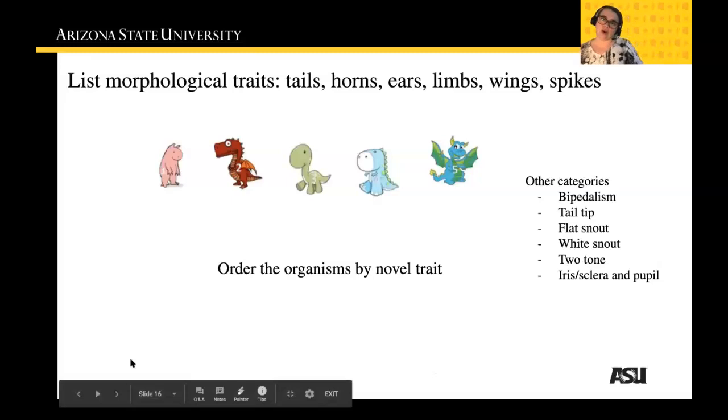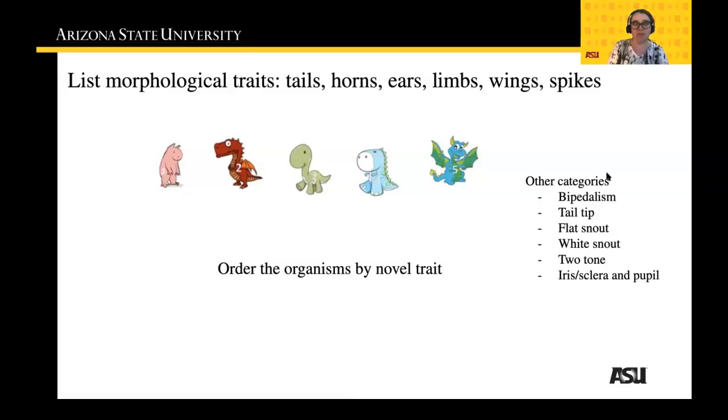So let's take a look at our own little chart of little dragons, we'll call them. When we look at the morphological traits in the dragons, we can see some have ears and some have tails and some have spikes. Some have legs and arms, some have wings, right? Some walk on 2 feet, looks like some walk on 4 feet. That dark blue and green one on the end has a little tip on its tail. It looks like the red one has a pretty flat snout. Maybe even that light blue one might have a flat snout. The light blue one has a white snout, or it's 2-toned.